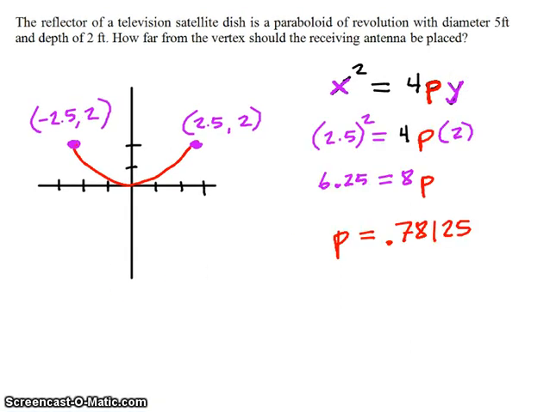Okay, so we plugged in a point and solved for p, and that gives us the distance from the vertex that we need to place the focus. So we're going to place that focus about right here, and that represents 0.78125 feet. All right, I will be seeing you in class.